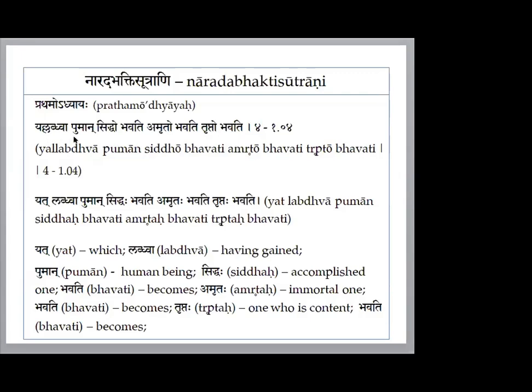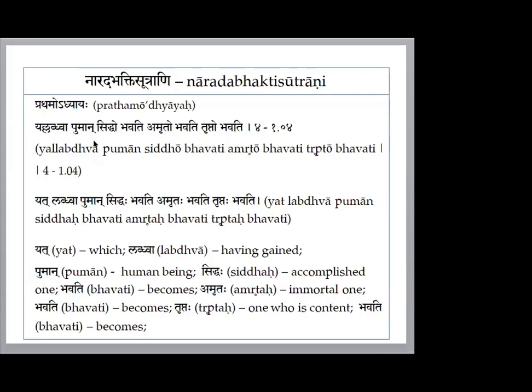In terms of reading it, let's look at aspirated consonants. Yallabdhva. This ubdhva is actually, there are three consonants in the last section of this word. Ub, ud, and va. Those are the three consonants there. In that, the second consonant ud is an aspirated one. Yallabdhva. So that has to be aspirated.